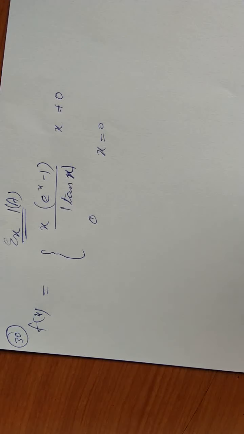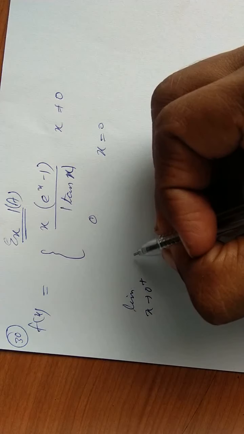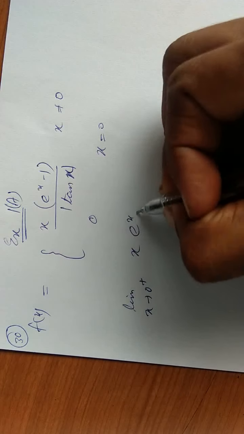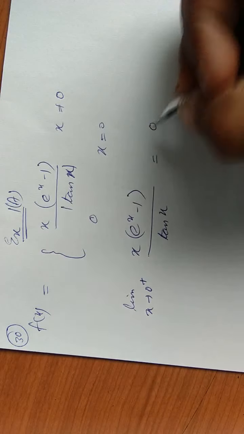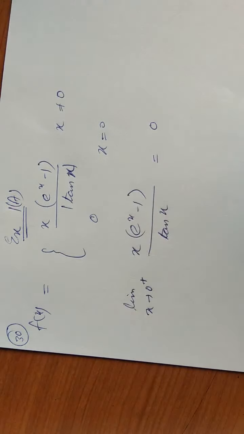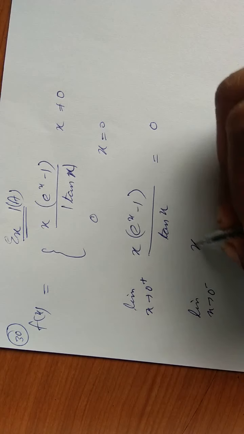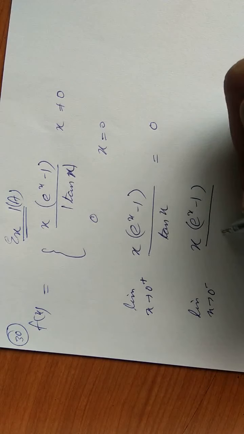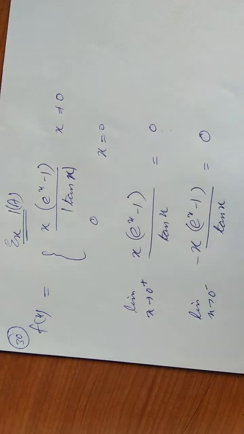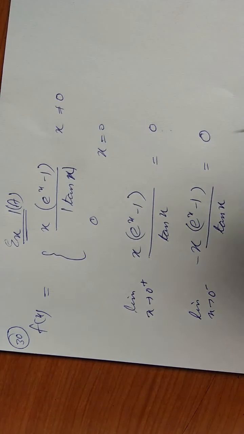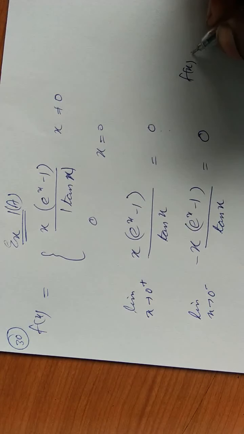So let's calculate the limit first. It is equal to 0 because x by tan x would be 1, and as x tends to 0 from the negative side, x (e^x minus 1) upon tan x with the minus sign won't affect it, since the limit is 0. So LHL is equal to RHL is equal to f(0), hence f(x) is continuous at x equal to 0.